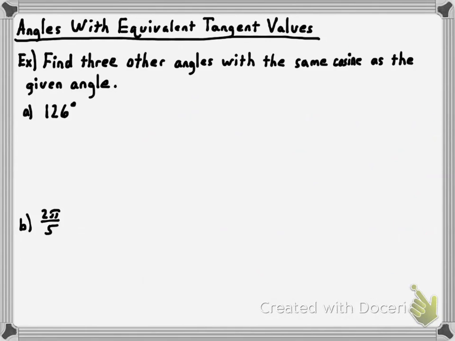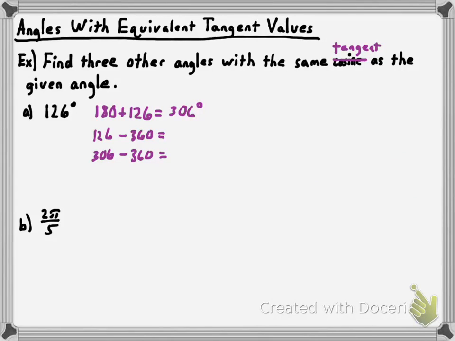So same basic questions we've been asked with the sines and cosines. Let's find three other angles with the same, actually I asked the exact same question, I'm going to change that to tangent. Three other angles with the same tangent as a given angle. I'll do what I just told you, where I'm just going to add 180 degrees to that angle first. Let's say then that 306 degrees has the same tangent value as 126 degrees. Then I'll take these two angles and find a coterminal angle. I'm going to subtract 360 from each of them. 126 minus 360 and 306 minus 360 give you negative 234 degrees and negative 54 degrees respectively.